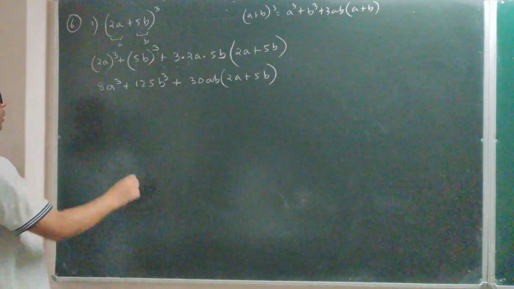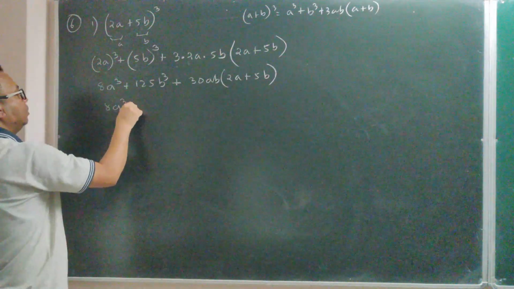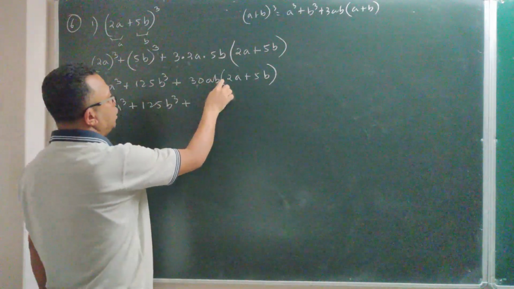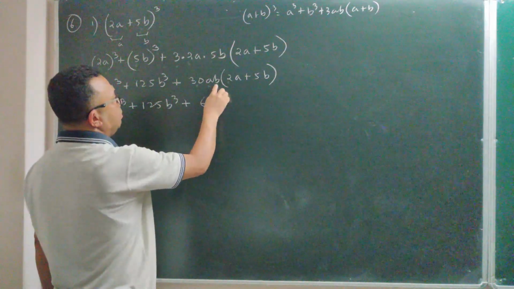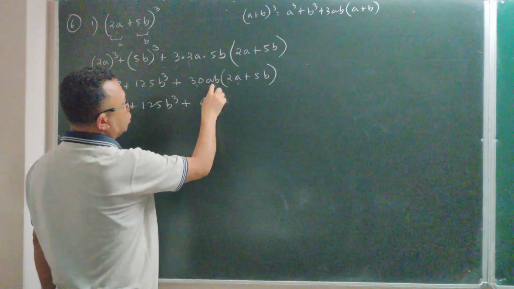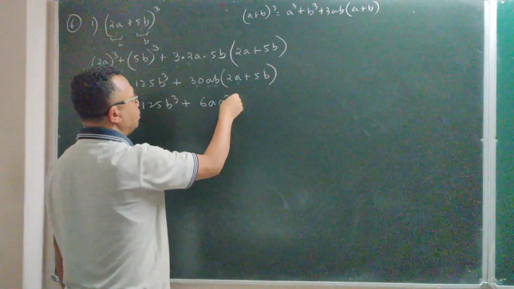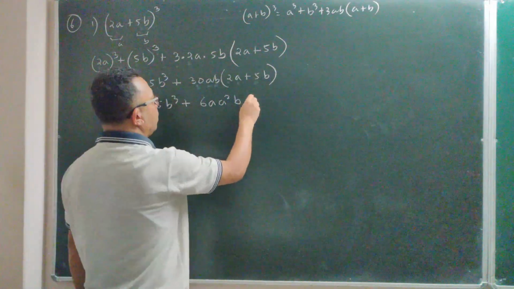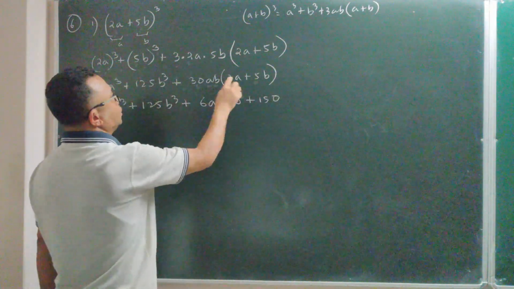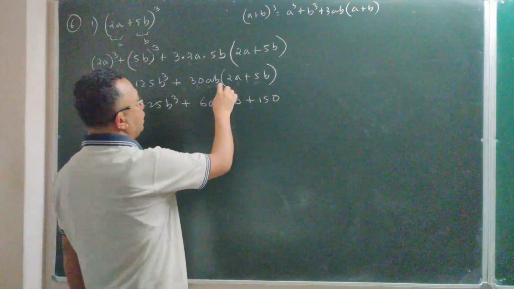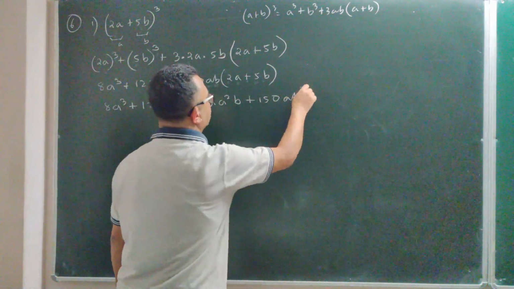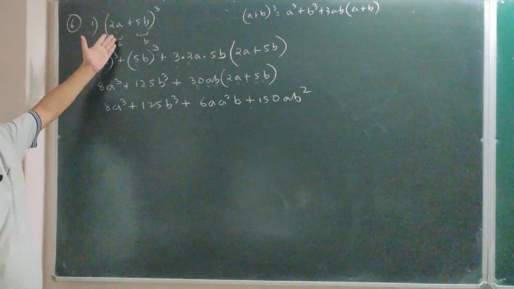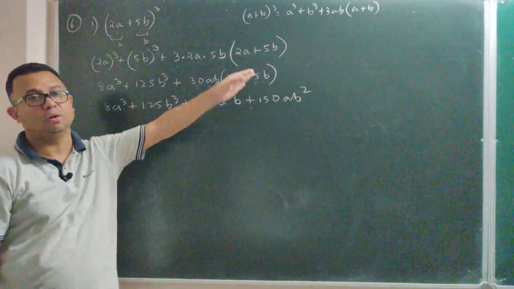That bracket also I will remove it. So this will remain as it is, 3a cube plus 125b cube plus now. So 30 into 2 is 60, and ab into a. So ab into a, there are two a's now. So it becomes a square b. Similarly 30 into 5. If I multiply 30 into 5, it becomes 150, and plus into plus is plus only. So 150, and ab into b becomes a b square. Now I have my answer without any bracket. This is the expanded form of a plus b whole cube.